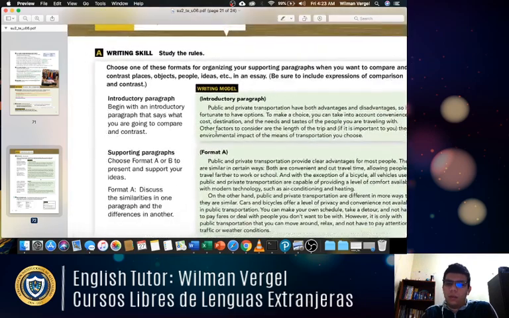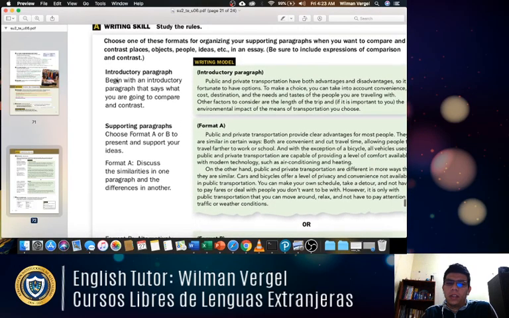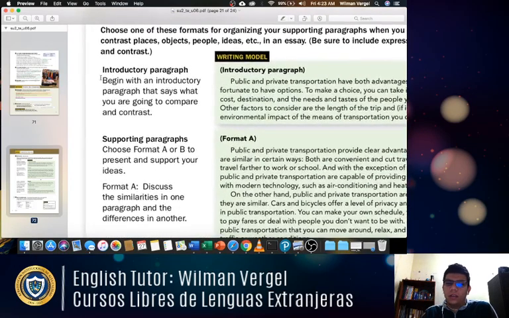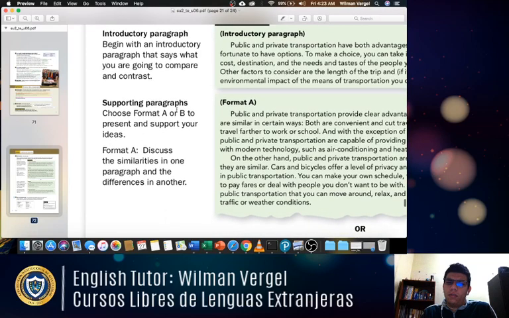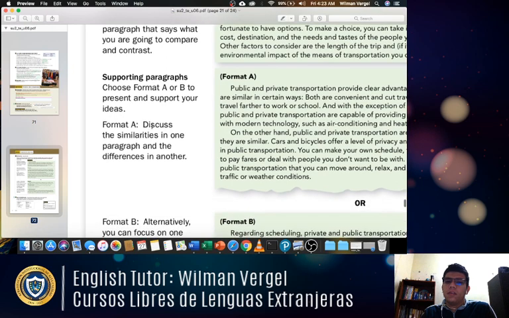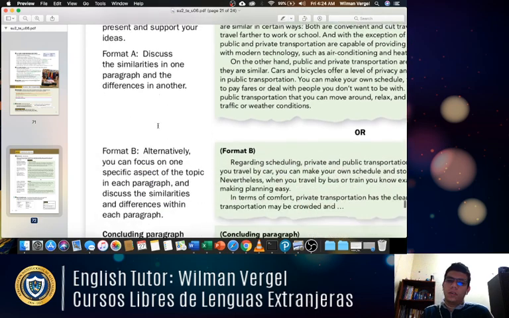The first writing model, format A, has an introductory paragraph. It says begin with an introductory paragraph that says what you're going to compare and contrast. Then you're gonna have your supporting paragraphs. Choose format A or B to present and support your ideas. Format A says you discuss the similarities in one paragraph and the differences in another one. That's a good way. We have the introductory paragraph, the next one is the similarities, the next one the differences, and the last one is the concluding paragraph. Or format B.